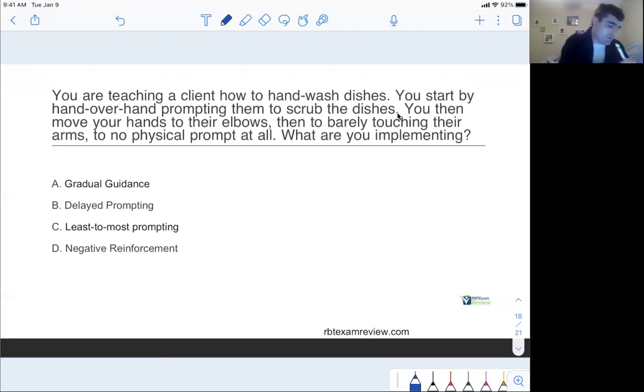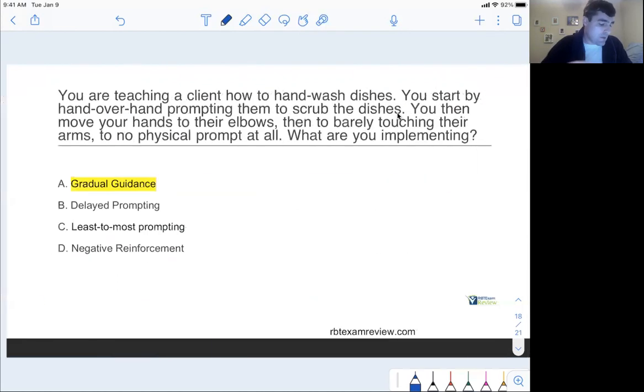Well, D is out, right? Because we're not talking about reinforcement. Okay, is it least to most? Well, no, because you started hand over hand, and then faded it. So it can't be least to most. In least to most, we start with the least intrusive. That's out. Are we delayed in our prompting? No, we immediately prompt. So delayed is out. So therefore, it has to be graduated guidance or gradual guidance.